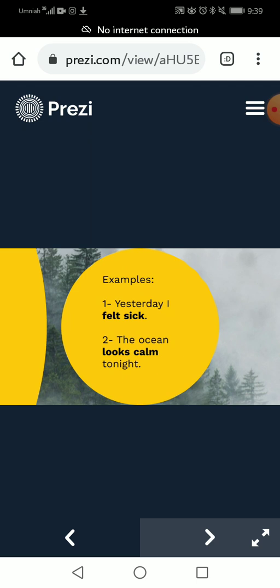The second one, the ocean looks calm tonight. Looks, it's a linking verb, and after this linking verb, we have an adjective, which is calm. So the word calm here, it's in the predicate, so it's a predicate adjective because it comes after a linking verb and it's in the predicate.